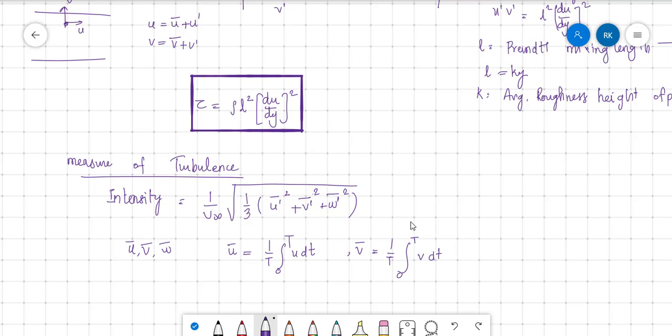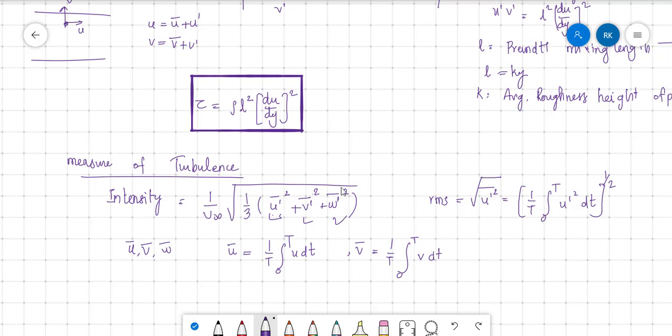Similarly for w. And this RMS value, root mean square value, that is equal to u dash square bar, that is the mean square value. Taking the root, that will be the root mean square value, that is equal to 1 by t integral 0 to t u dash square dt, whole root. From this we will be getting these values. So that is the measure of turbulence.